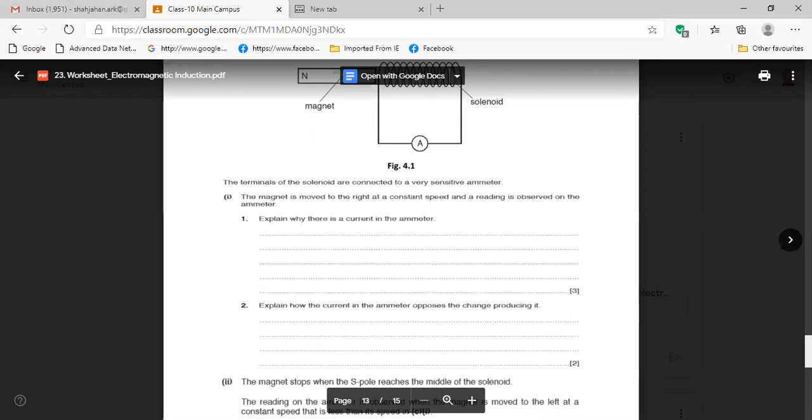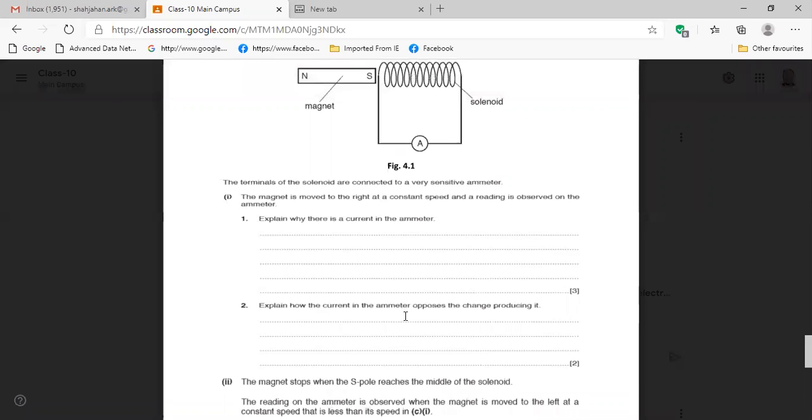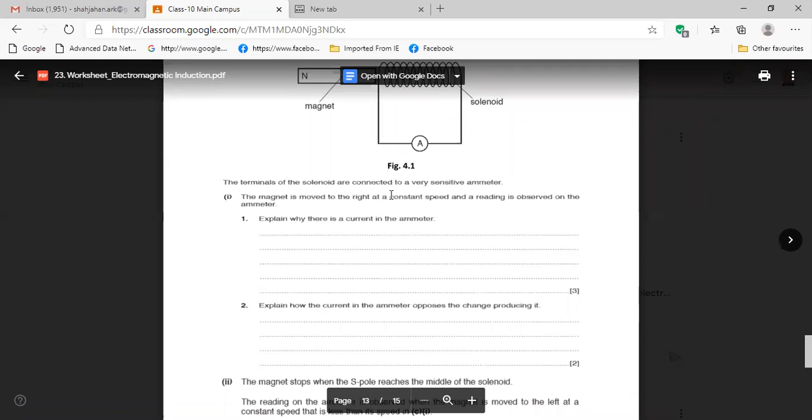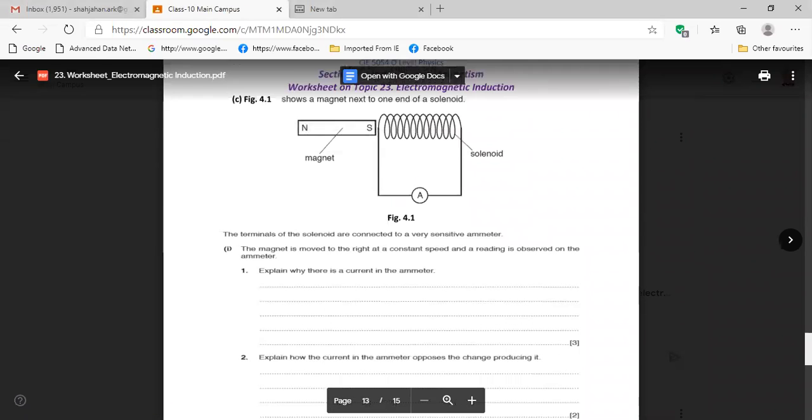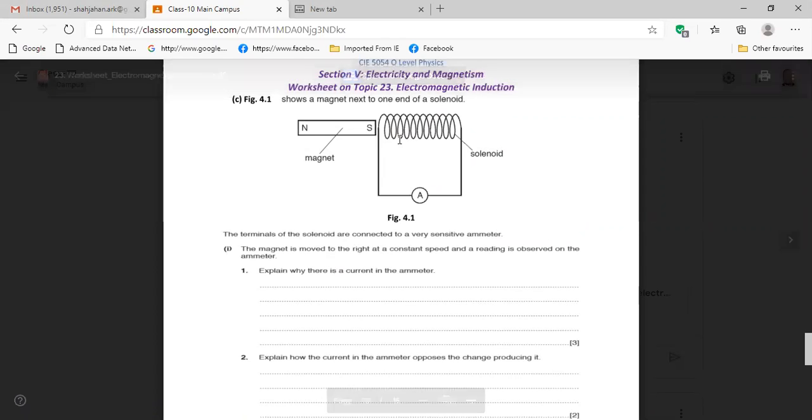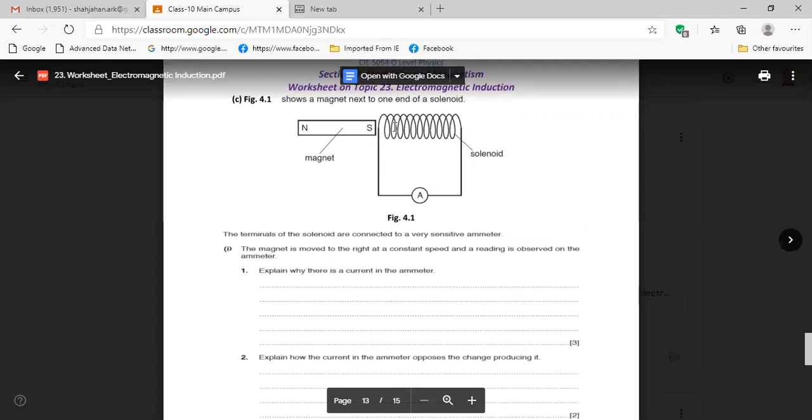You make it more specific. As they are saying opposes, that's why you should make your answer more specific. How? I gave you notes. Just now Moshe sent the notes. You can check it there. Look, here we have South Pole, right? If you move the magnet to the right, you will get one South Pole here, on the left side of the coil.